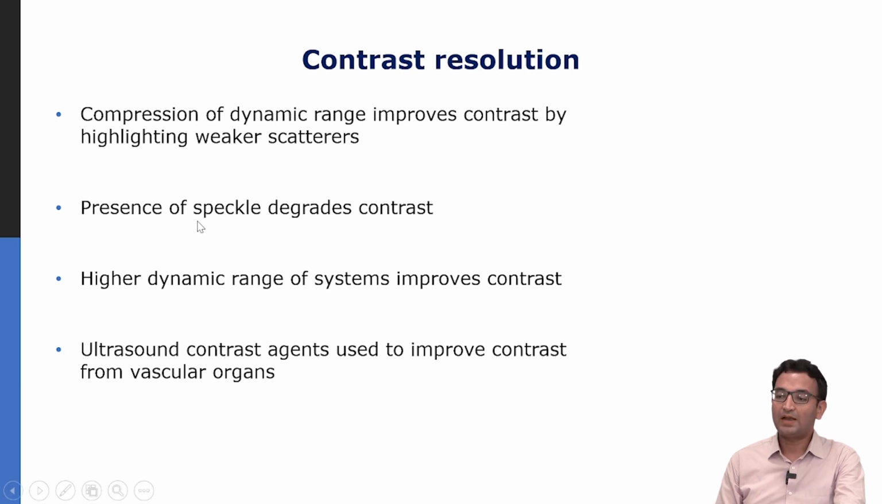The presence of speckle also degrades contrast, so if we apply some algorithms which will reduce speckle, then you will get better contrast resolution. Further, if we capture higher dynamic range, then it improves contrast. So for example, if your transducer has a dynamic range of say 40 dB versus 60 dB, in case of 60 dB, you will get better contrast.